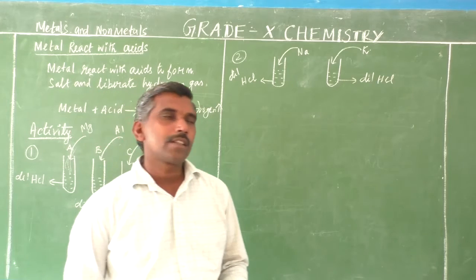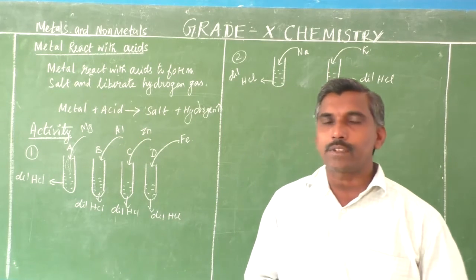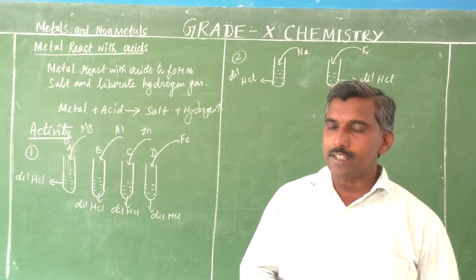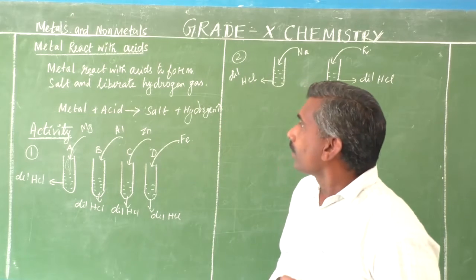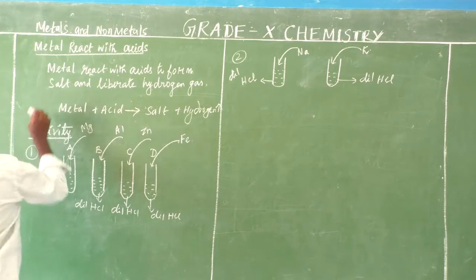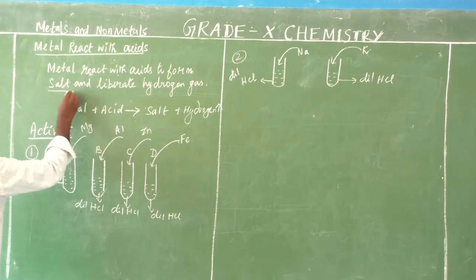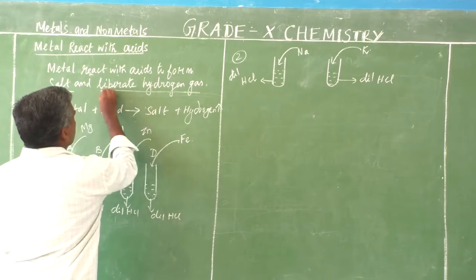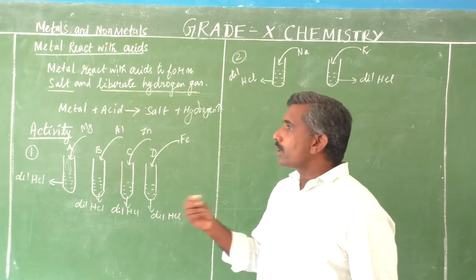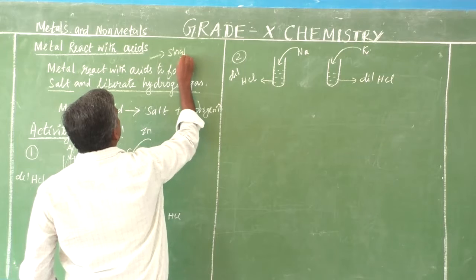Very interesting topic. We already studied this in the 8th standard. Generally, metals react with acids to liberate hydrogen gas, very vigorously, and form a metal salt. Metals react with acids to form salt and liberate hydrogen gas. This reaction is known as a single displacement reaction.